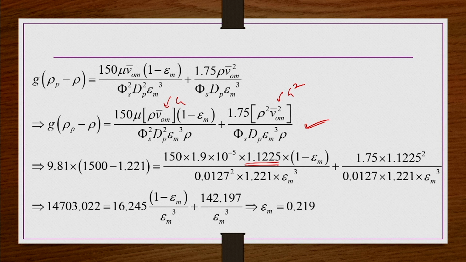If you substitute all the numbers, you get an equation for epsilon m. If you solve this equation, you will get epsilon m closely 0.219. So, the voidage at minimum fluidization condition is 0.219 for this problem. The same equation, with different problems taken in different ways, can be used to calculate different quantities. So, this is about minimum fluidization and the corresponding problems.